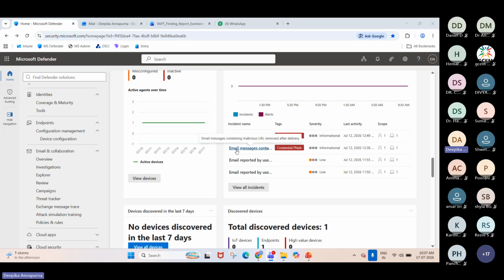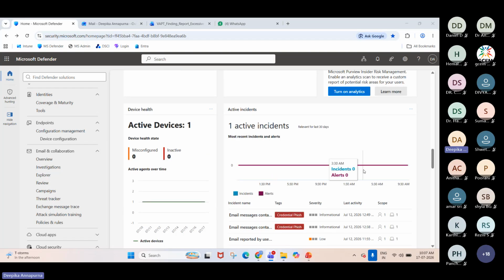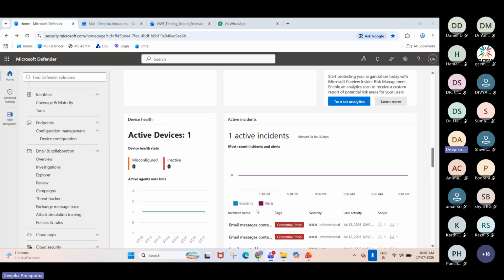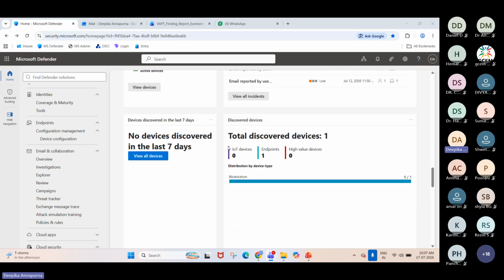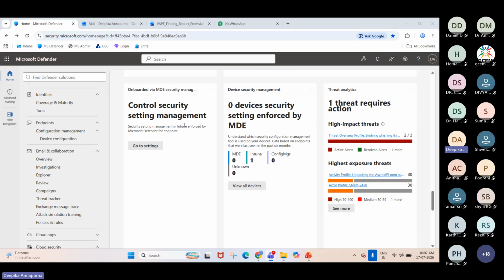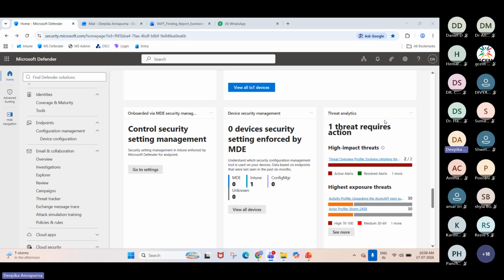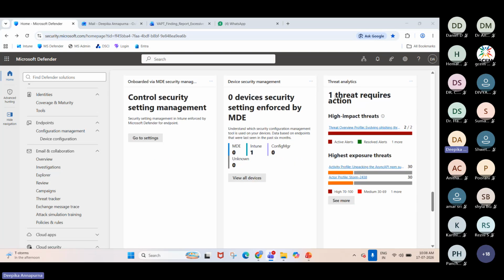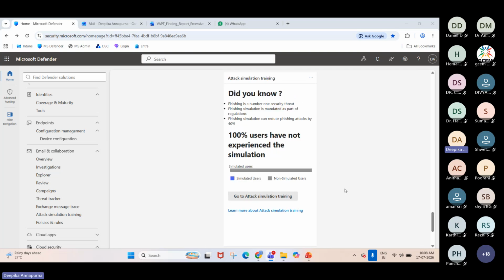Again, this is also an email message containing a malicious URL, and the attacker is again attempting to gain access to user credentials. So you can see the severity and the timestamp here. You can view all the incidents which happened in the last week. This is the dashboard, and here you can see the total number of discovered devices, the device security management Intune MDM, and the threats where actions are required, which threats had happened, when the action is required, and the scoring based on the threat.